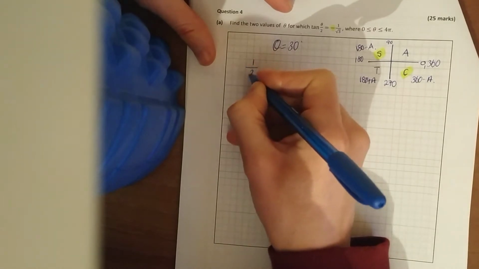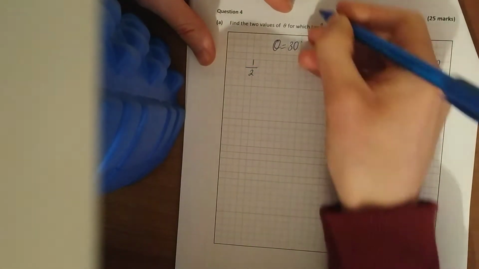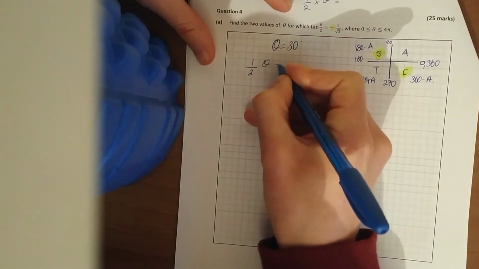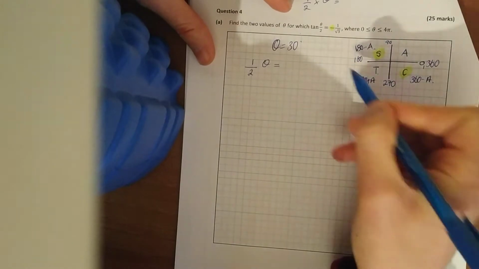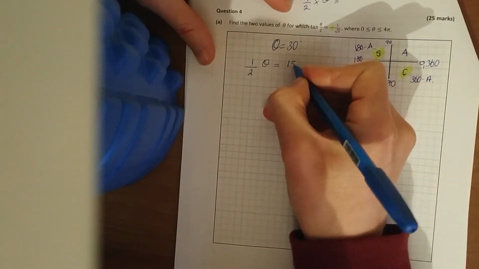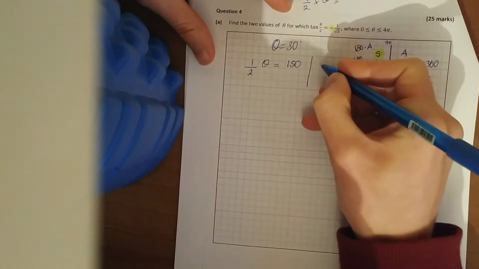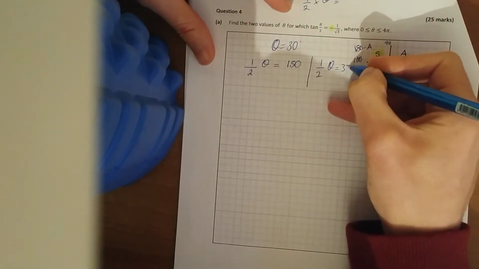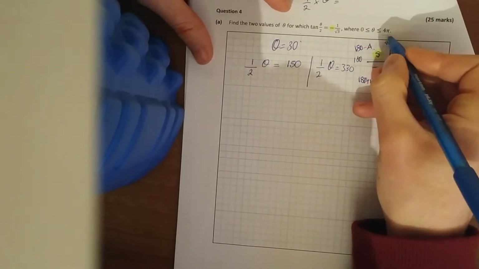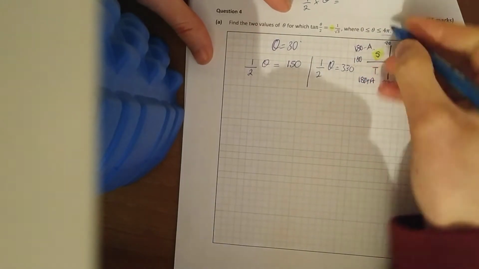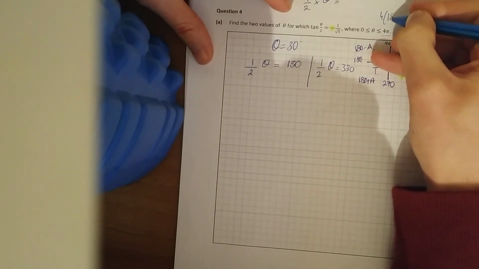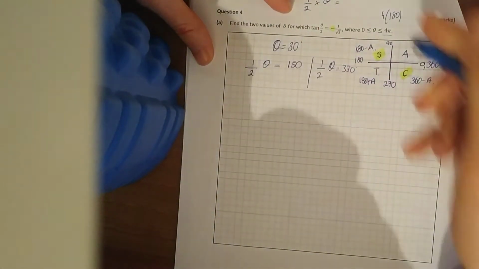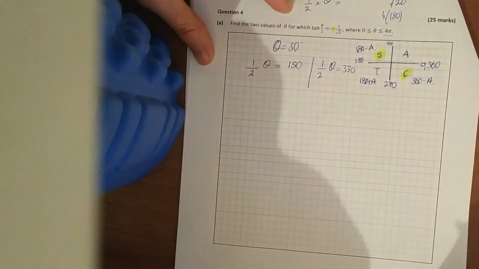So theta over 2 is the same as a half theta. So it's a half times theta. So a half theta is equal to 180 minus A. So 180 minus that is 150. And your other one is a half theta is equal to 360 minus 30, which is 330 degrees. Now you need to get all the angles between 0 degrees and 4 times 180. So that's 720. That is between 0 and 720 degrees.